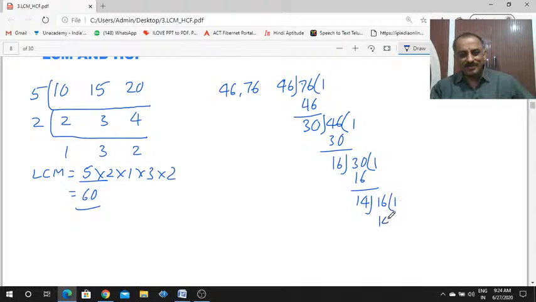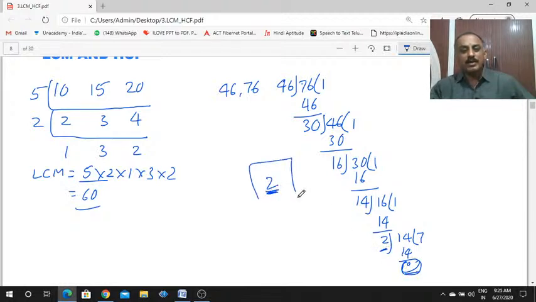14 once 14. Now also the remainder is not 0. Now take this 14. 2 sevens are 14. So finally the remainder is 0. The last time we divided with 2. Therefore the HCF of these two numbers, 46 and 76, is 2.